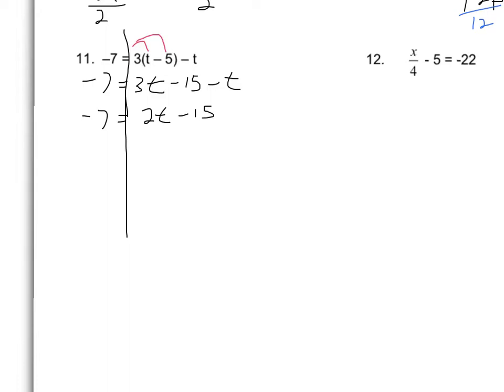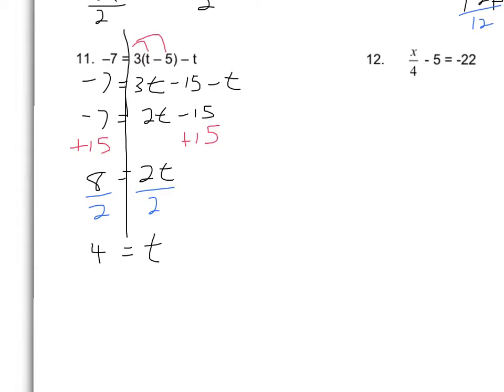We are going to now solve for t. So add 15 to both sides. And divide by 2. So t equals 4.